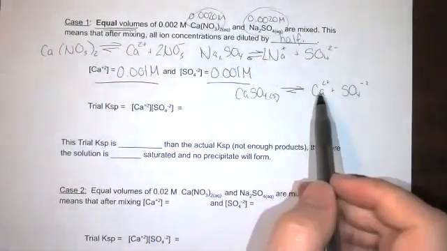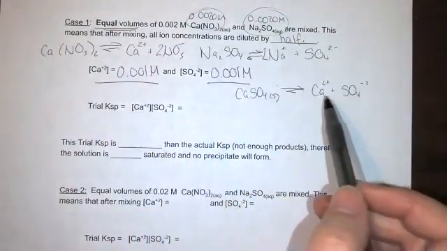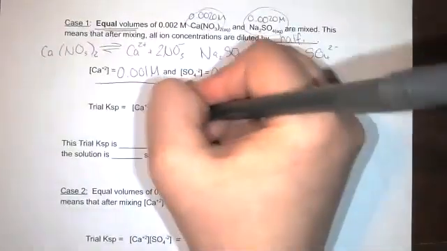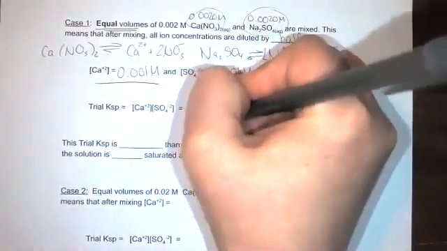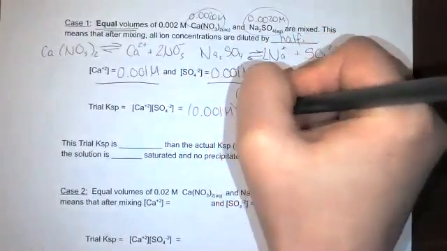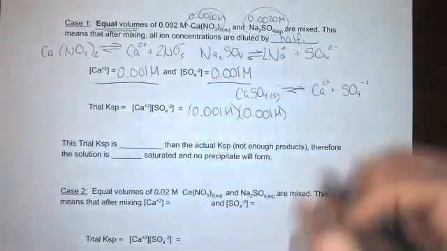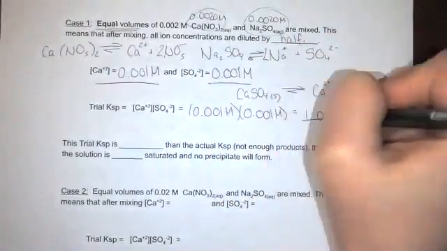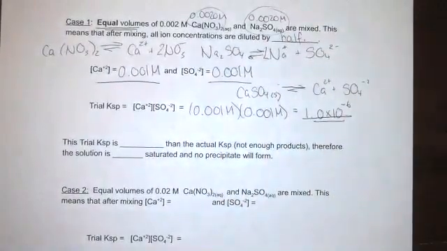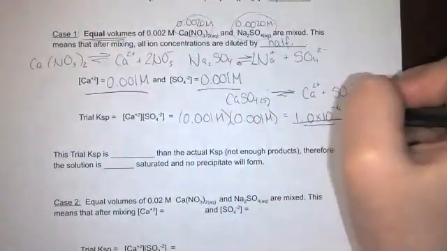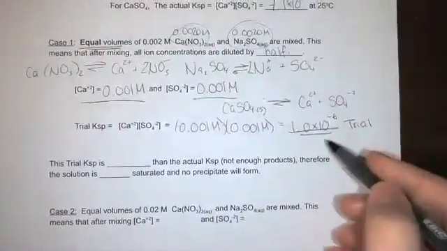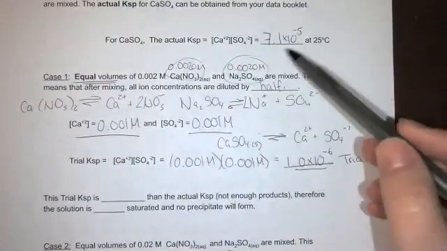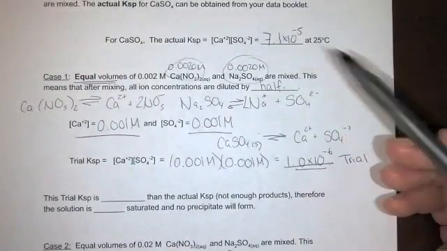So knowing this, my trial KSP is going to be my two ions multiplied together. So 0.001 times 0.001. So I have 1.0 times 10 to the negative 6. I am going to be comparing this, my trial, to my actual. So I'm comparing 1.0 times 10 to the negative 6 to 7.1 times 10 to the negative 5.